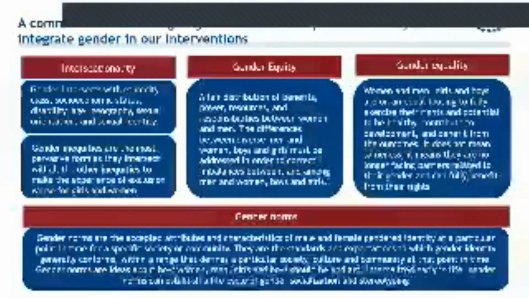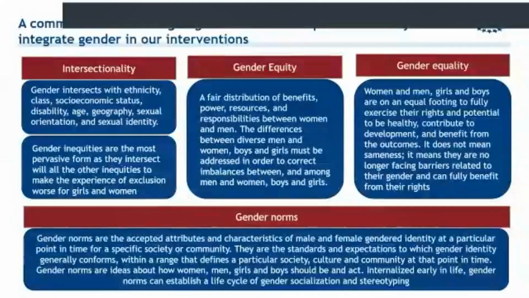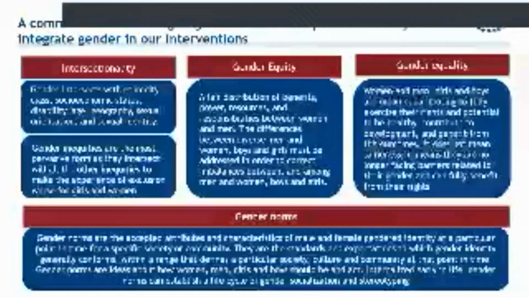What are they? Gender norms are perceived attributes and characteristics of male and female gendered identities at a particular point in time for a specific society or community. They are standards and expectations to which gender identity generally conforms, within a range that defines a particular society, a culture, and a community at a specific point in time. And gender norms are also about ideas about how women, men, girls, and boys should be and act within their context. So these gender norms are really internalized.